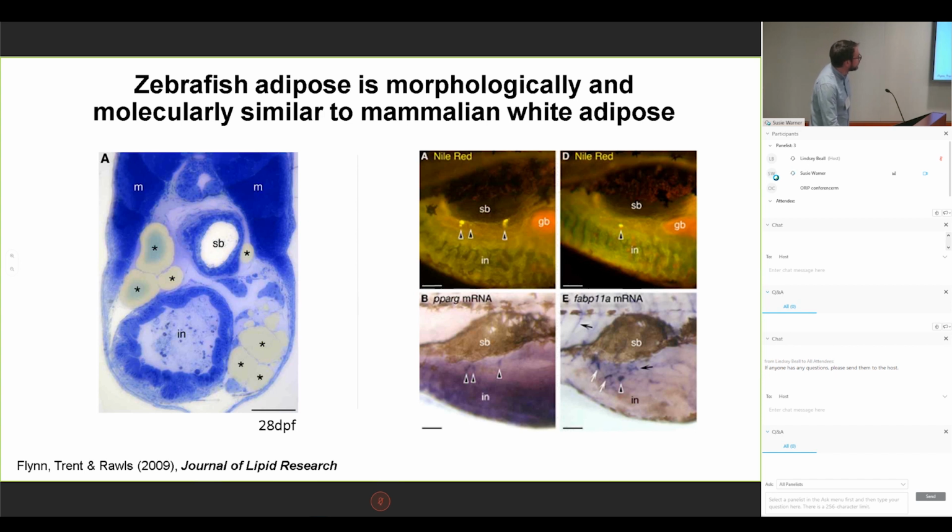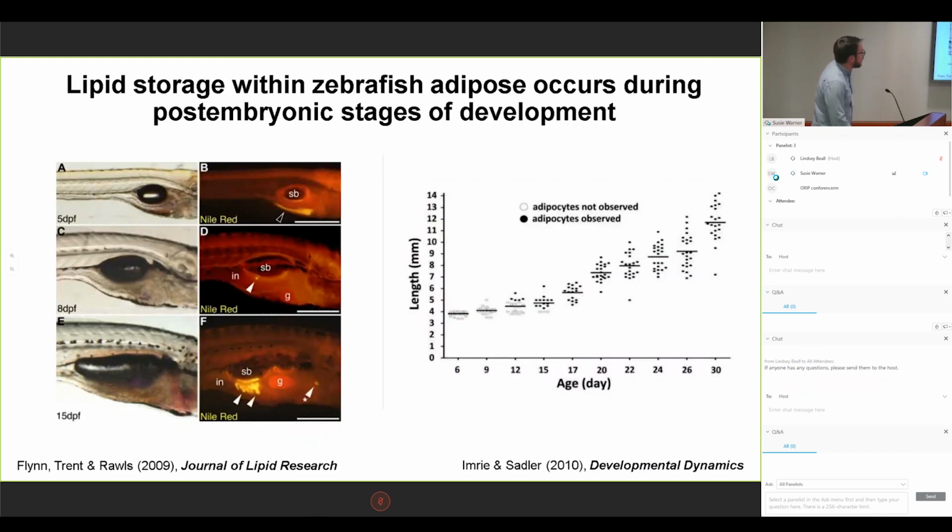These are the same animal here in the vertical columns. When they're live, they've been stained using Nile red, so you can see the lipid stored in lipid droplets, and then they're fixed and processed to look at PPAR gamma mRNA, and you can track where the cells are with the lipid expressing, say, PPAR gamma or FABP11A. So these zebrafish adipocytes look as though they're morphologically and molecularly similar to mammalian white adipose. And this is one of the reasons why diet is really important for our research.